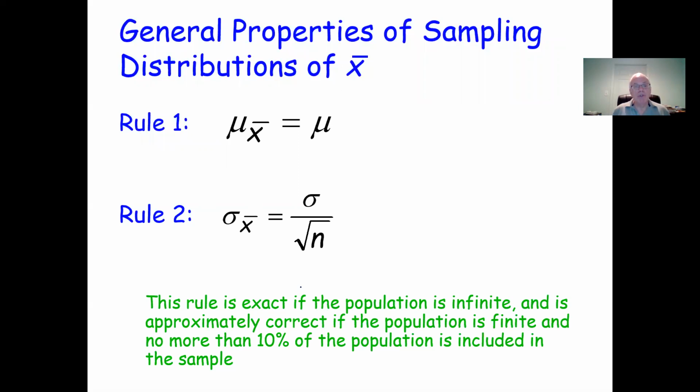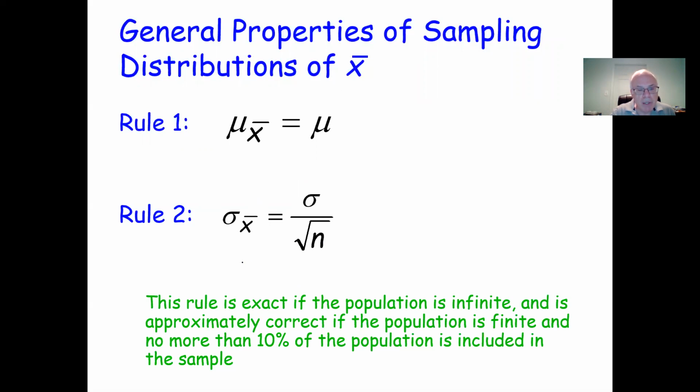Here is rule number 2. Now we're going to talk more about this next time. We'll do some examples next time on this. But rule number 1 is that the mean of the sampling distribution is equal to the mean of the population. And notice that this formula here, this is something new.